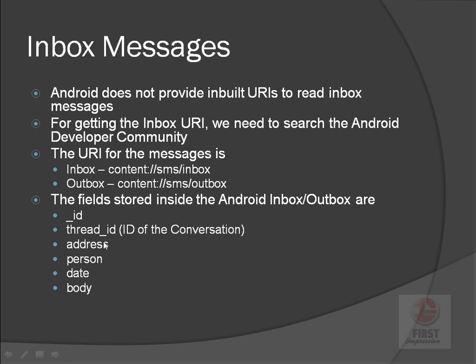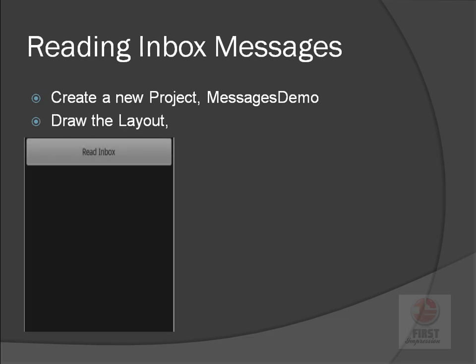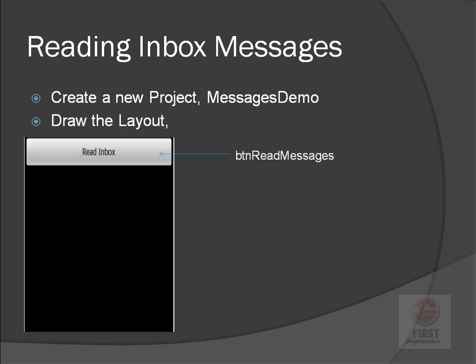Then you have the address, that is from which phone number you got this message. You have the person's name, you have the date of message, and you have the body of the message. So these are the fields that are stored inside the Android's inbox and outbox. Let's read the inbox messages. We'll create a new project named messages demo, and we'll make the layout to look like this. So we have a button to read the messages, and we have a list view.